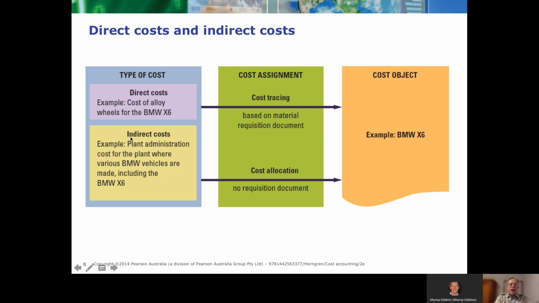But the indirect costs are when we've got other costs that are servicing more than this particular cost object. We're producing other vehicles as well. So the total plant administration cost, for example, we can't track that directly because there are other vehicles involved in this cost. So we've now got to share it amongst the products that we are producing. So it's allocated in some sort of logical, fair method.